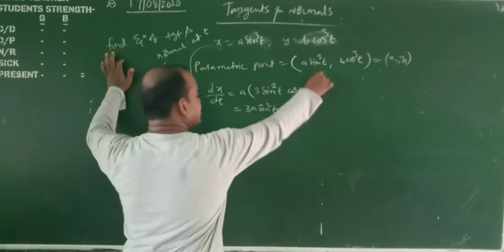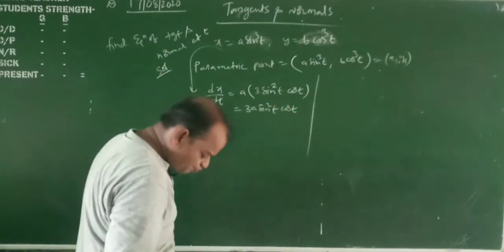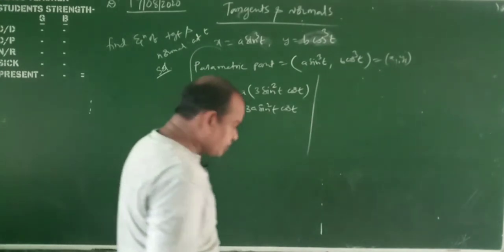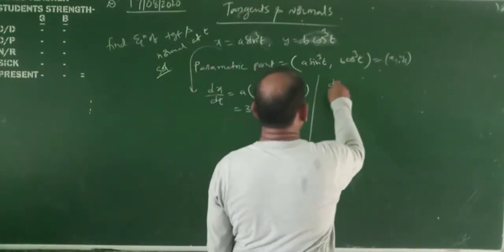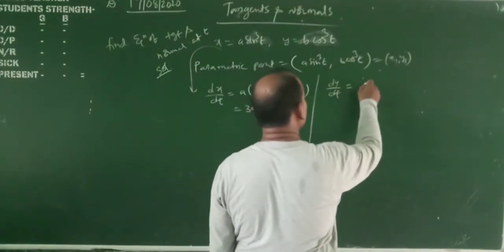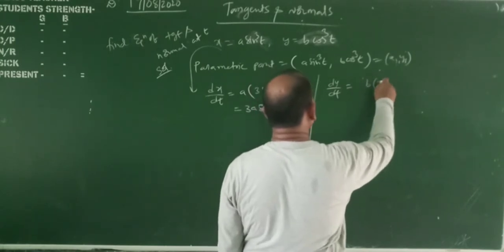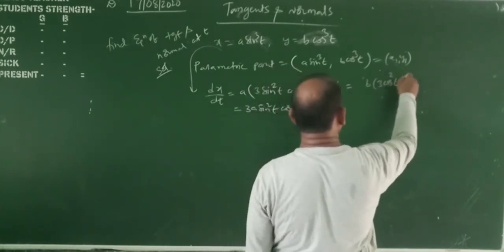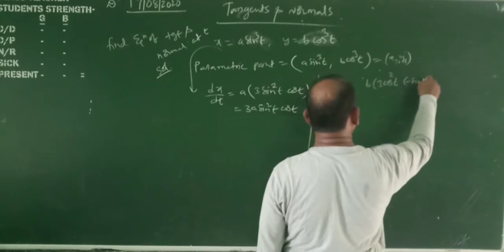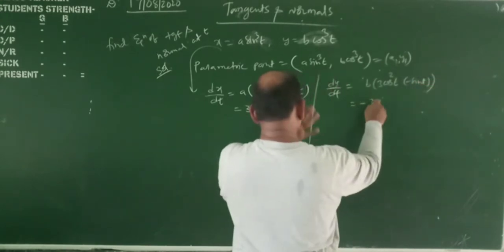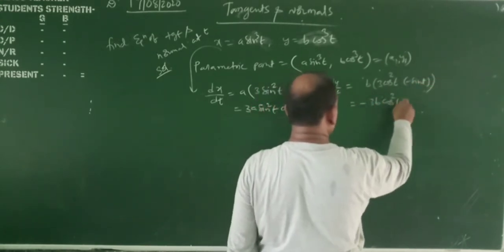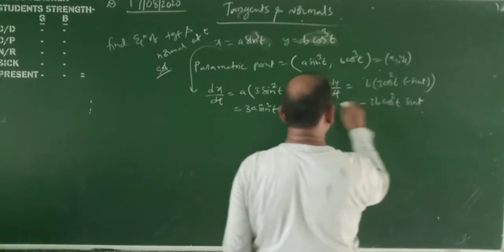Okay, my dear students. Now we are going to dy by dt. That is equal to b into 3 cos square t into minus sin t, that equals minus 3b cos square t into sin t. That is dy by dt.